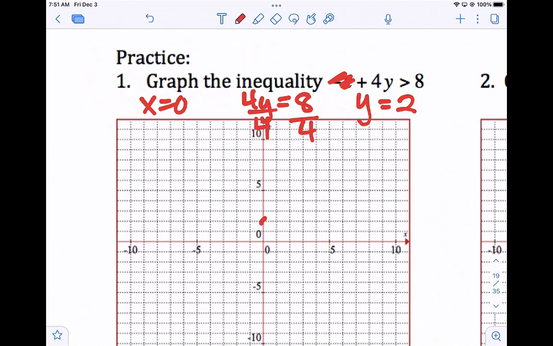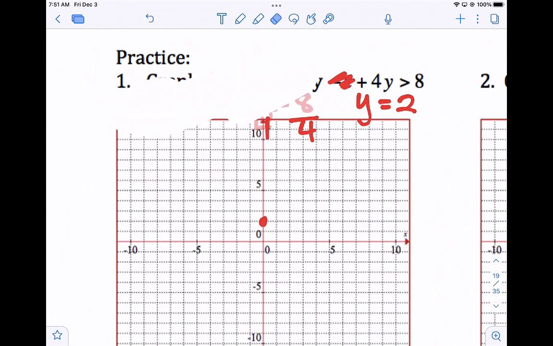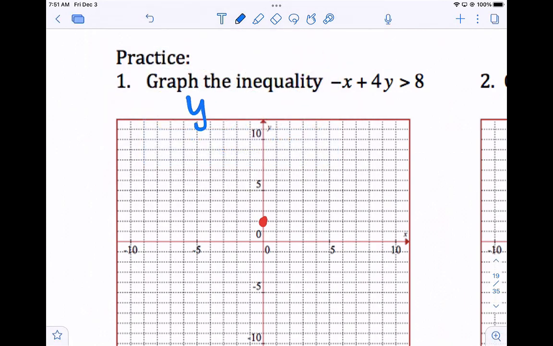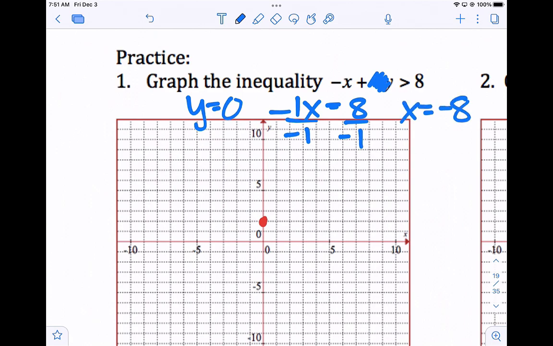Okay, let's plug in another point. Let's say that y is 0. If y is 0, we cover this up and we get negative x. Let's set that equal to 8. This is like an invisible negative 1. x equals 8, so we'll divide by negative 1. So we get x equals negative 8.